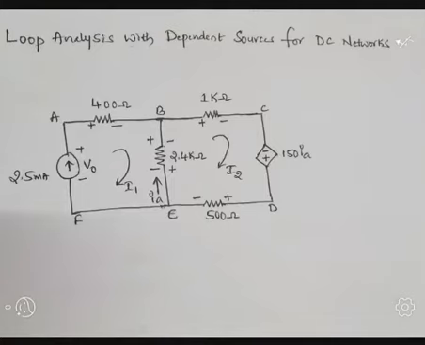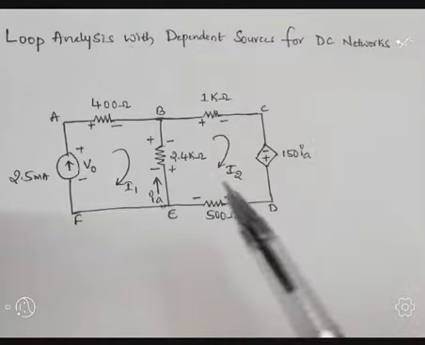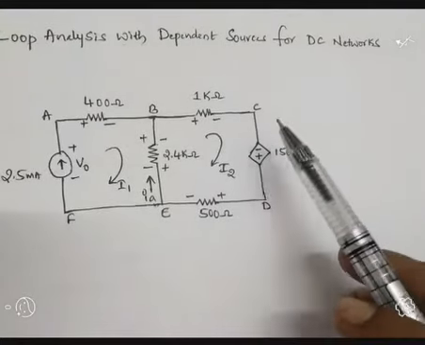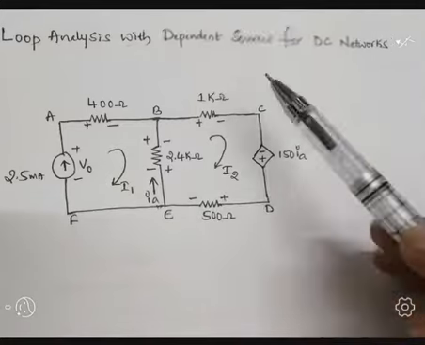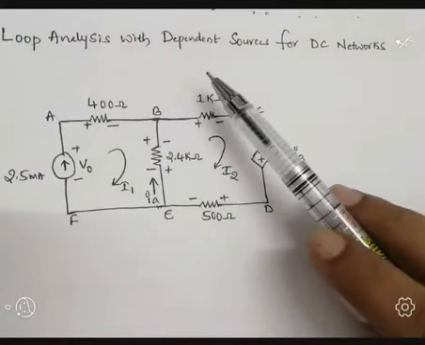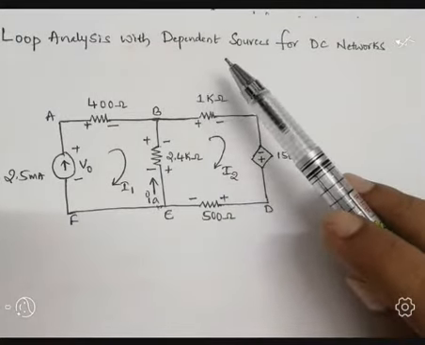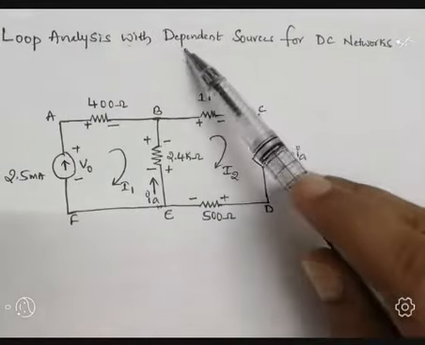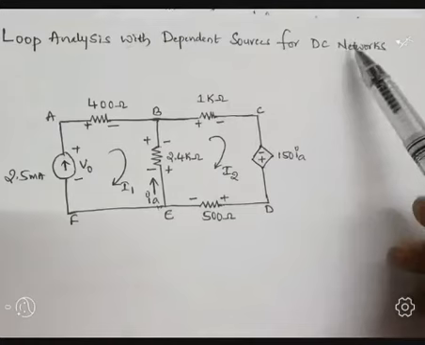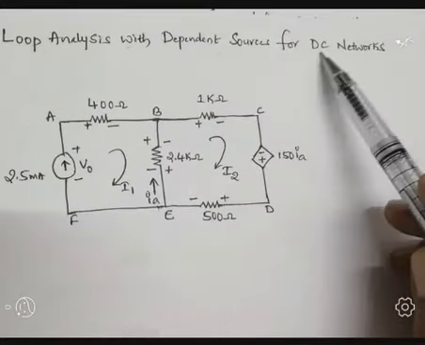In today's session, we are going to discuss loop analysis with dependent sources for DC networks. In the previous session, we discussed loop analysis for independent sources. Sources may be current source or voltage source. So in the previous video, we saw loop analysis with independent current source and independent voltage source. Now we are dealing with networks with dependent sources for DC networks. DC networks means supply voltage is DC.